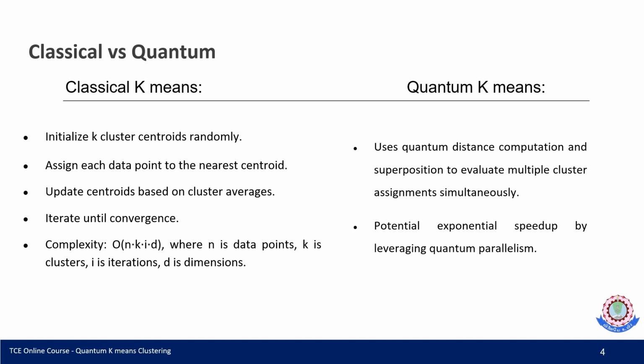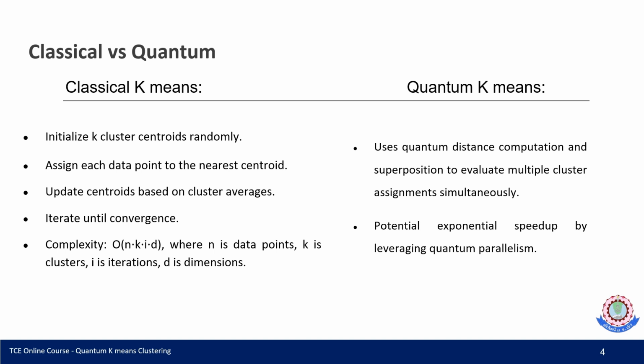What is the difference between classical and quantum k-means clustering? In classical k-means, we choose k cluster centroids randomly, assign each data point to the nearest centroid, update the centroids based on the cluster average, and repeat the steps until we reach a stable distance. The complexity is order of n times k times i times d, where n is the number of data points, k is the number of clusters, i is the number of iterations, and d is the dimension.